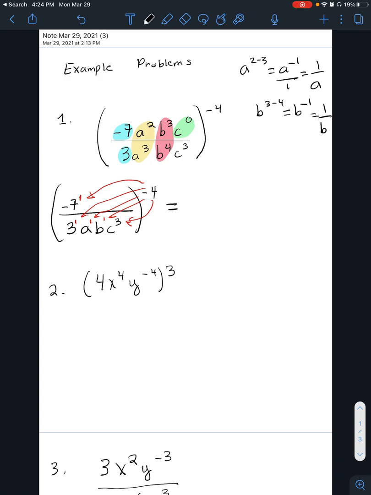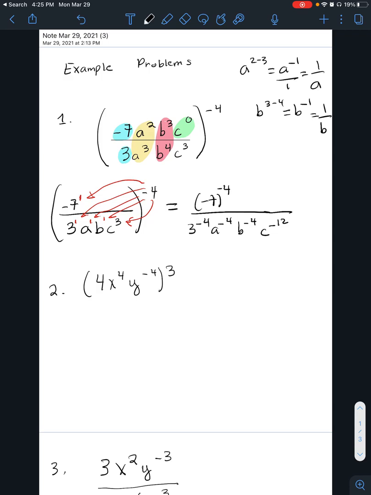So the weird thing about this first one is it's actually -7 to the -4 power. And the reason for that is because you're doing -7 times -7 times -7 times -7, which is going to end up being positive. So it's really important that you put that -7 in parentheses because you're doing that 4 times. And then on the bottom, I'm going to be 3 to the power -4, a to the power -4, b to the power -4, and c to the power -12.